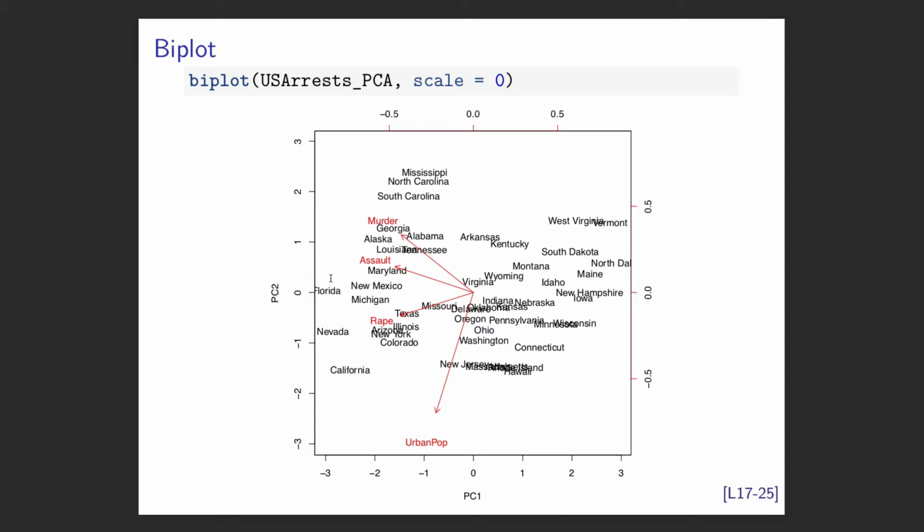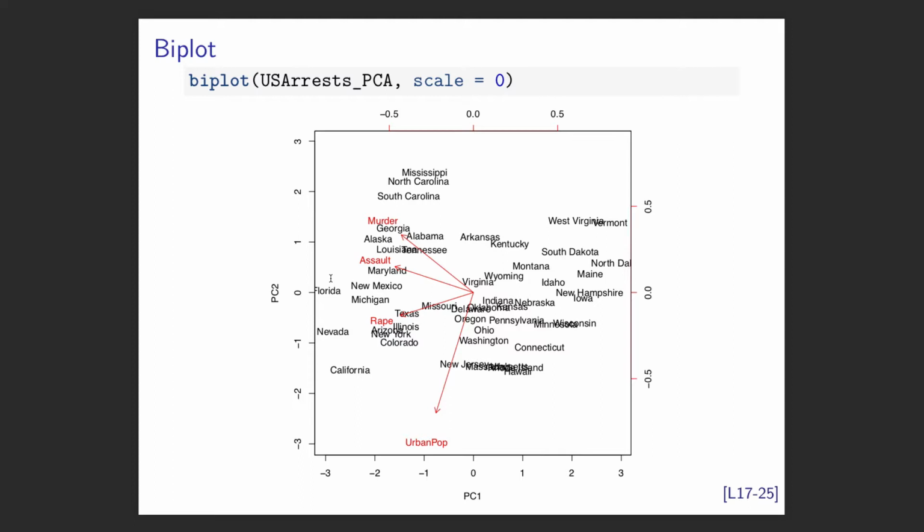And it's not a good example. You don't see really nice clustering in this. It's not the best example. I just used it. We'll get some in a second, which are really nice. The second thing they'll often do is they will put on the same plot, and now we use the top and the right axes, arrows that indicate what constitutes each of the principal components.